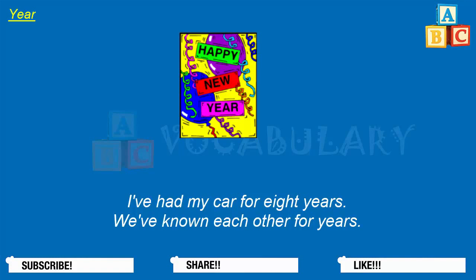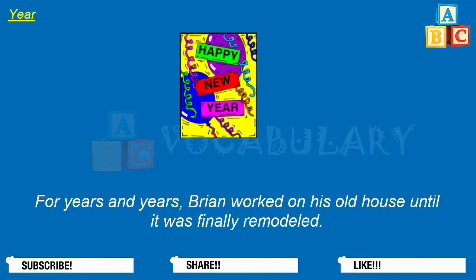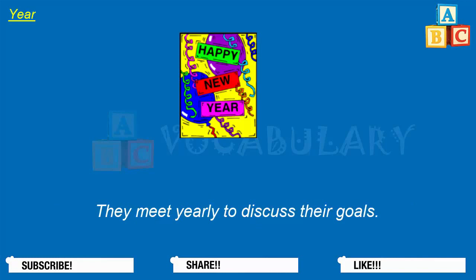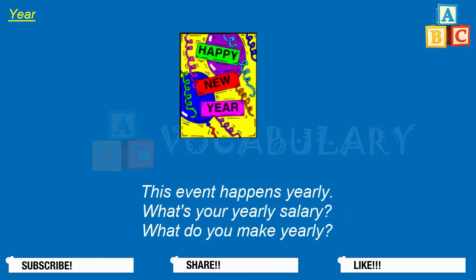We've known each other for years. For years and years, Brian worked on his old house until it was finally remodeled. The word yearly is an adjective and an adverb. They meet yearly to discuss their goals. This event happens yearly.